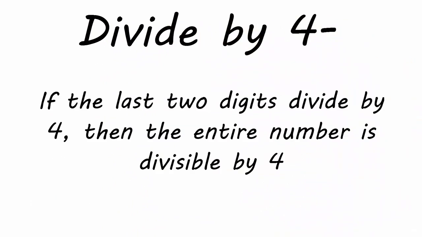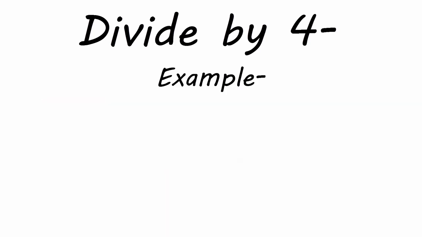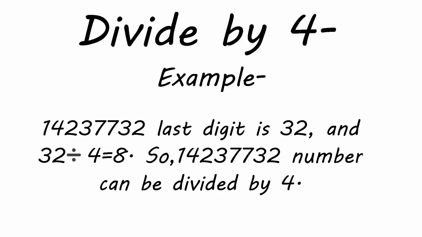Divide by 4. If the last two digits divide by 4, then the entire number is divisible by 4. For example, we know that 14,237,732 can be divided evenly by 4 because 32 divided by 4 equals 8.